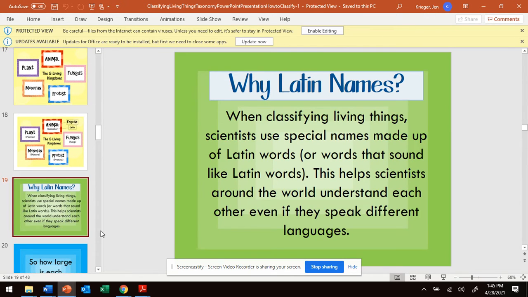And then why Latin names? Why are they so complicated and hard to pronounce? Well, when classifying living things, scientists use special names made up of Latin words or words that sound Latin. This helps scientists around the world understand each other, even if they speak different languages.